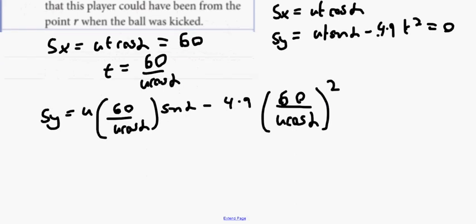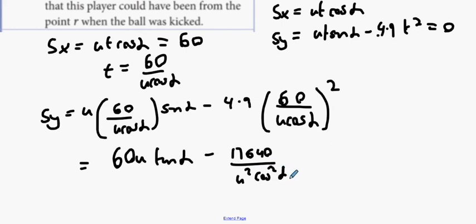So, does everybody see the sin alpha and the cos alpha? What can I put that in, equal to? Tan alpha. So it's going to be 60U tan alpha. Oh, it's the U squared that's the issue, remember. What's 4.9 times 60 squared? 4.9 times 60 squared is 17,640, divided by U squared cos squared alpha, equal to 0, okay?